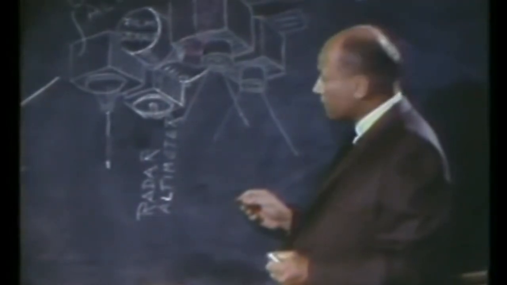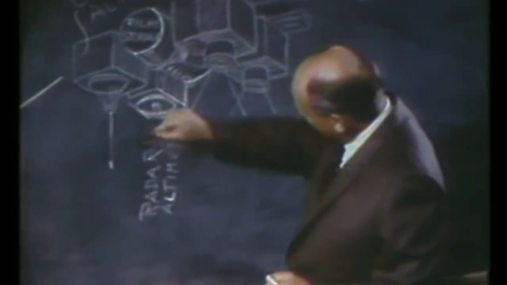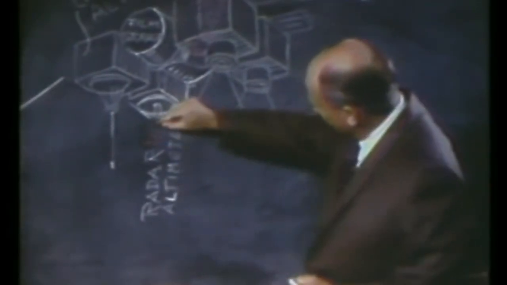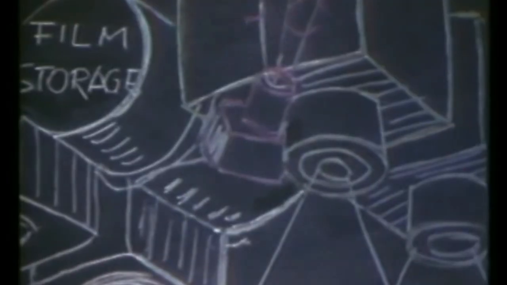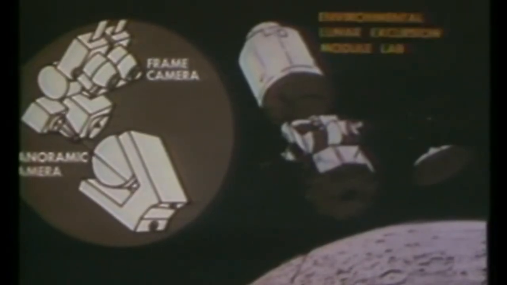The theoretical procedures and mathematical techniques of satellite geodesy also open the way to the use of photogrammetry from orbit as a means of achieving precise measurements of the surface of the moon or more remote planetary bodies. These measurements will be obtained by using special sensors attached to environmental survey satellites, such as the proposed Environmental Lunar Excursion Module Laboratory.